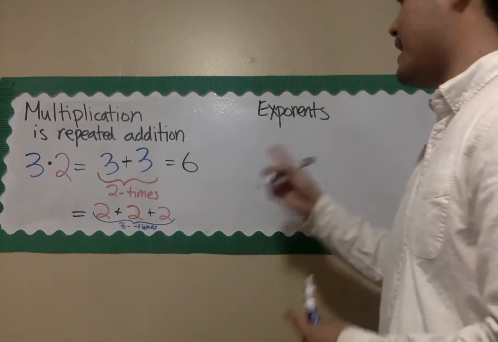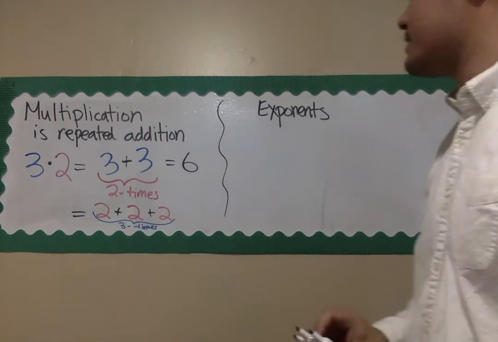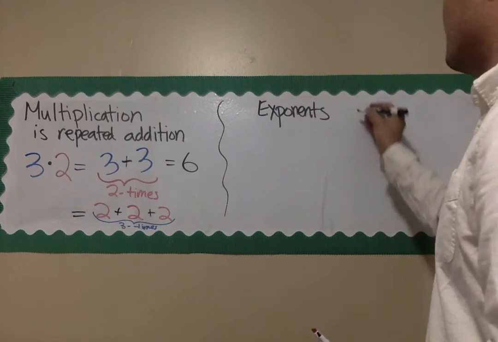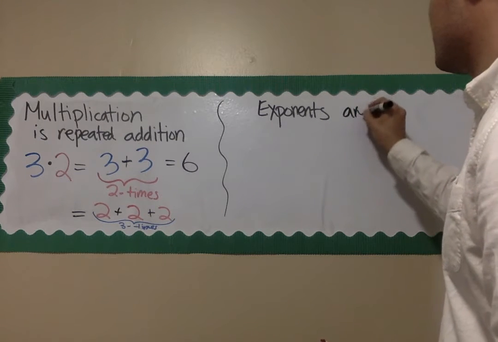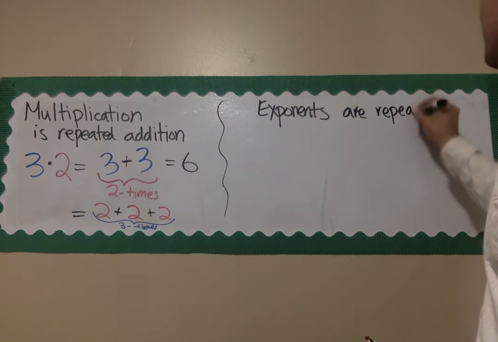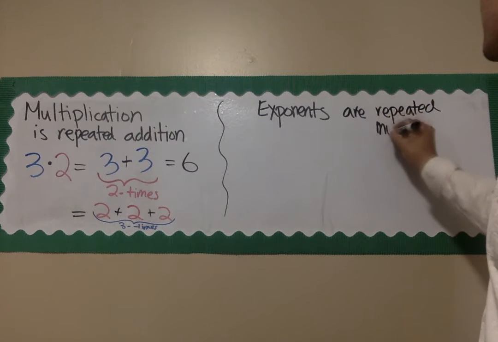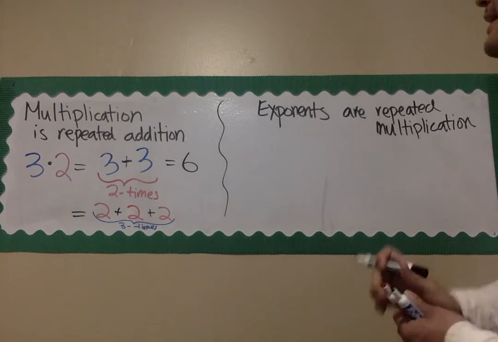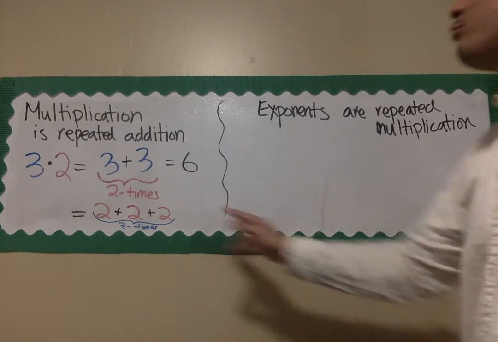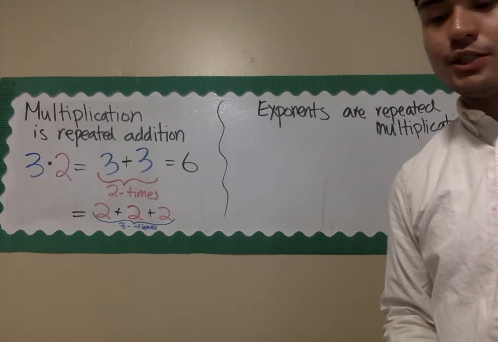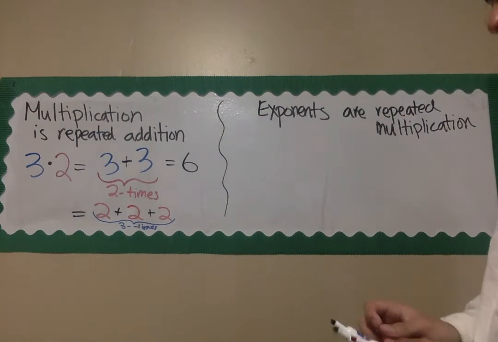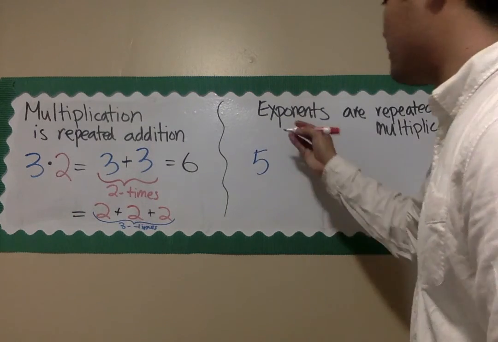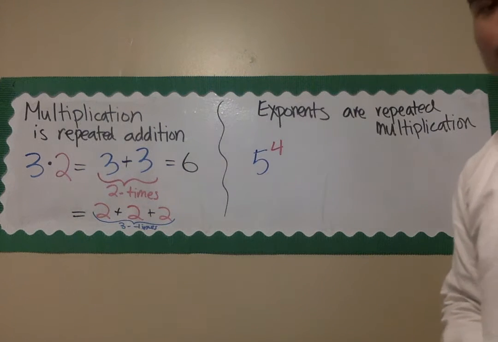So what is the difference between that and exponents? Our second example deals with exponents, and exponents are repeated multiplication. So instead of repeating the addition, you're repeating the multiplication. The example I'm going to use is 5 to the 4th power.